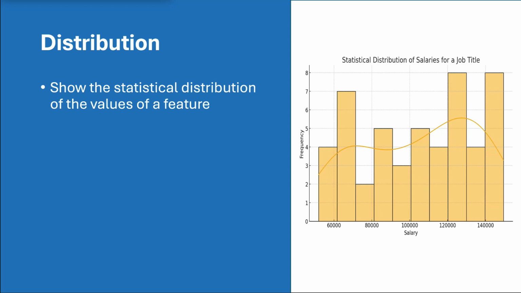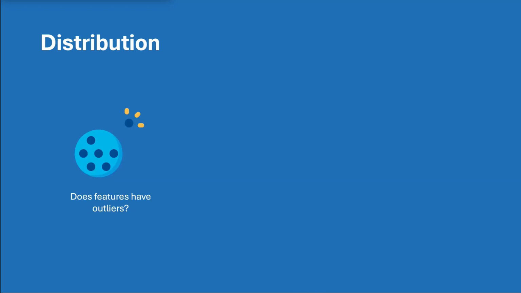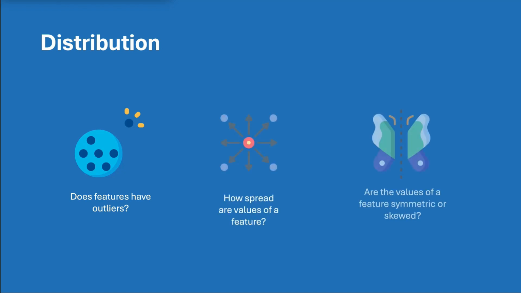For instance, this histogram shows us the salary for a job ranges from around 50K to 150K annually, and it appears that the distribution is not normal. There is a skewness that might be due to the fact that some employees earn significantly more or less for this job. Distribution visualizations show the spread or skewness of values and highlight outliers.